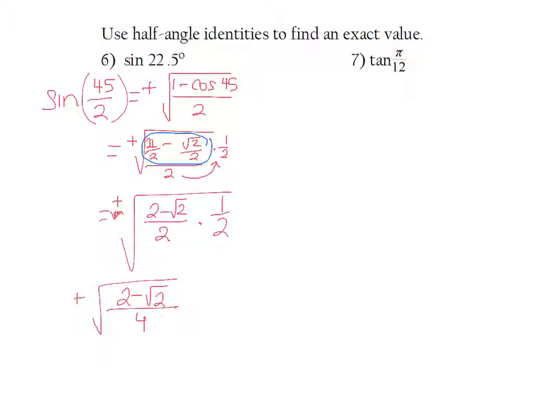Remember that you can square root your numerator and denominator individually. I'm going to end up with a square root of 2 minus root 2, which is messy, having radicals caught up inside of radicals, but it will happen and we just leave it. All over the square root of 4, which actually comes out nice as a 2. And it is positive. If you want to keep that positive sitting there, you can do that. Final answer: a positive square root of 2 minus root 2 all over 2. Not necessarily pretty, but it is exact.